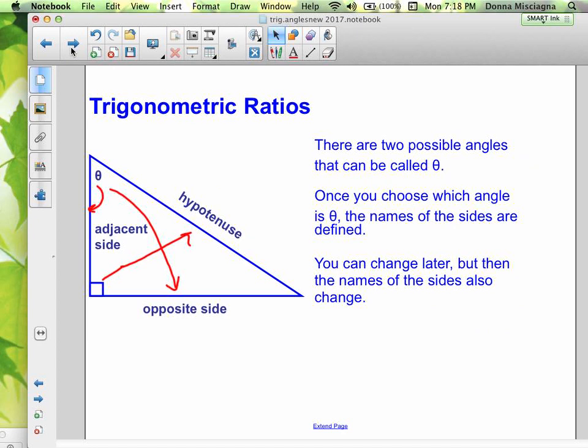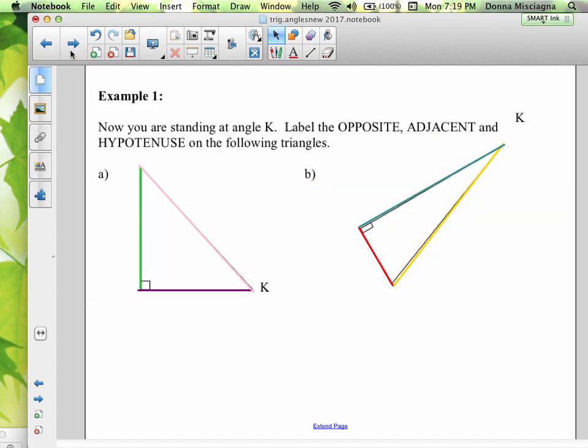All right, so there are two possible angles that can be called theta. Once you choose which angle is theta, the names of the sides are defined. You can change later, but then the names of the sides also change. So if we want the other angle to be the reference angle, we want that one to be theta. Now, the hypotenuse is still the hypotenuse, but the adjacent and opposite have switched, because which one is opposite and which is adjacent to that angle is different than for the first angle we looked at. By the way, there isn't anything to write in your notes yet.